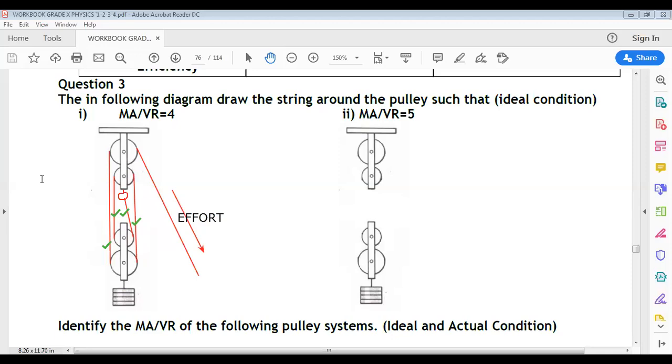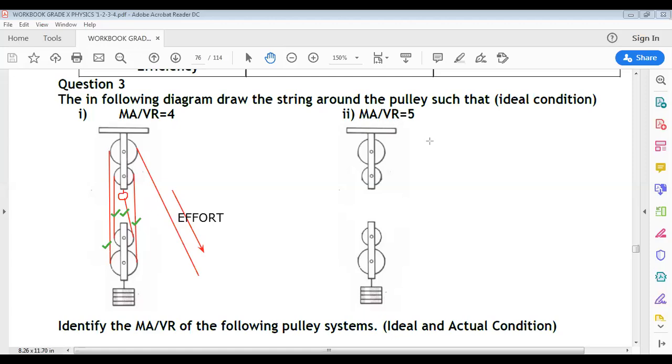Okay. Now, let's proceed with the next one. Now here, how much VR are we expecting? So we are expecting MA and VR to be 5. Please draw this diagram. So here we are expecting MA and VR to be 5. Now here the VR or MA is more than the number of pulleys in the block. How many are there? Total number of pulleys in the block? 4. And we want 5.